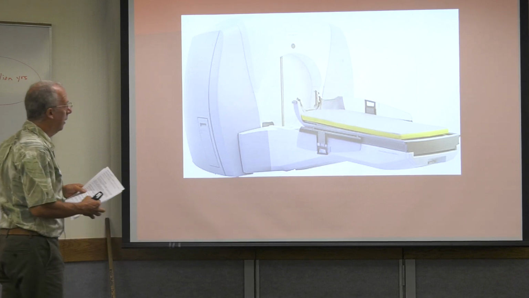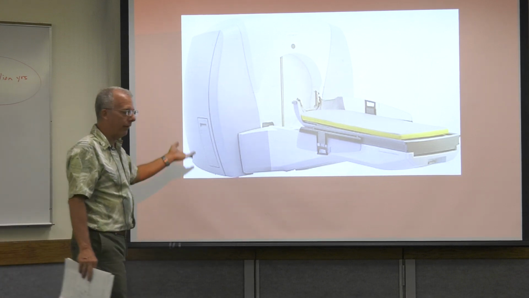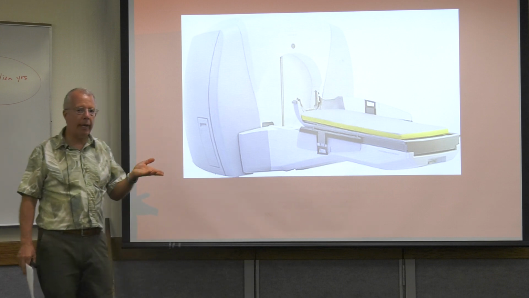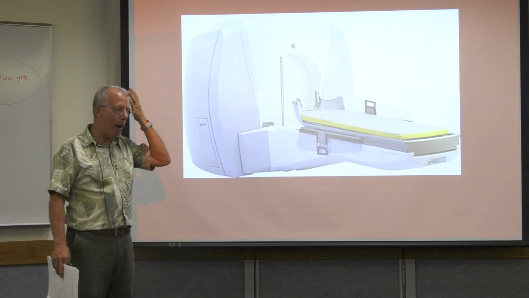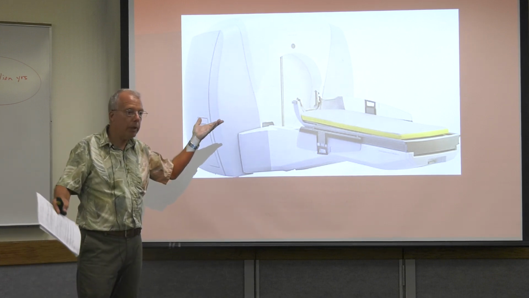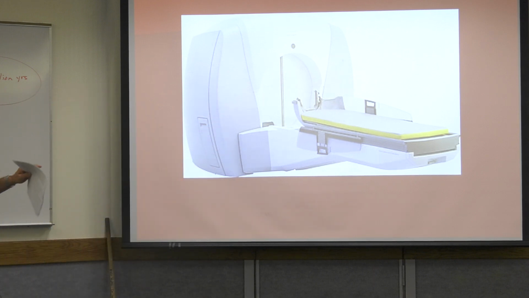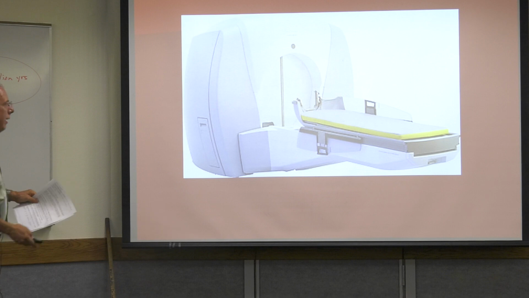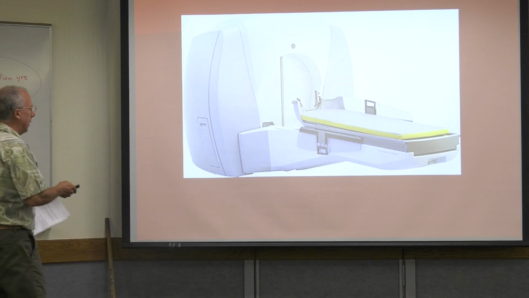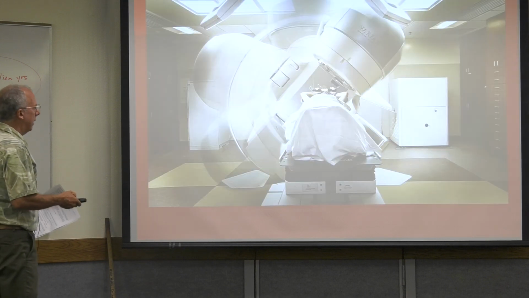I also want to show you this. This is called a gamma knife. So let's say you have a brain tumor and you can't operate on it for whatever reason. Well, what are you going to do? So years ago, people invented this thing called a gamma knife. And here's what it does. Well, let me go back to this.